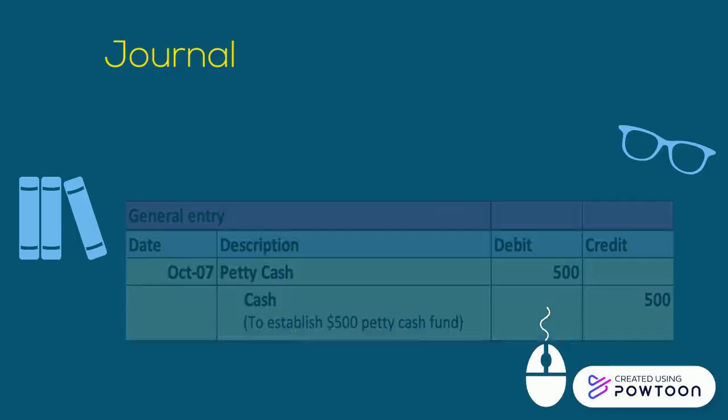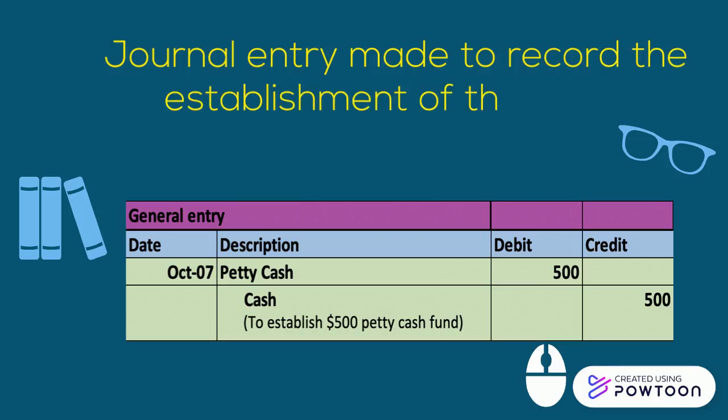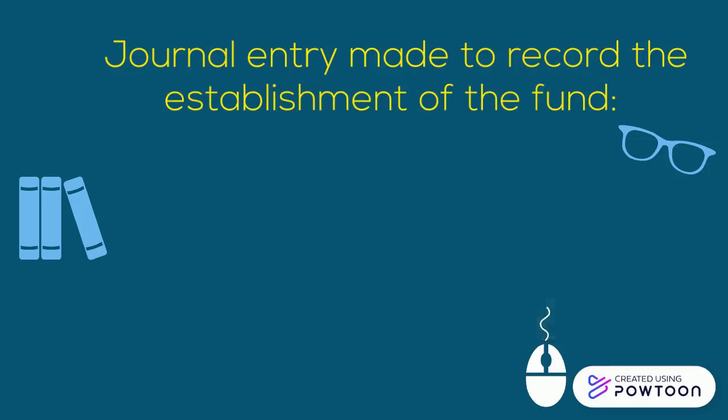In this journal entry, we can see that the entry increased petty cash and decreased cash. And did you notice that there is no change in the total assets?